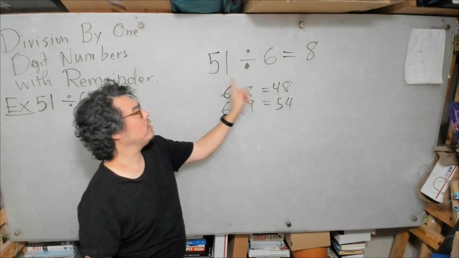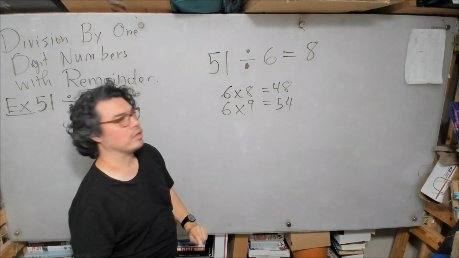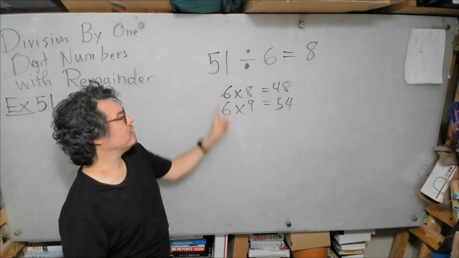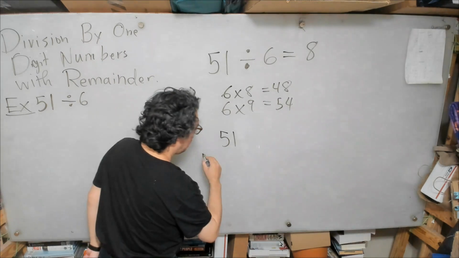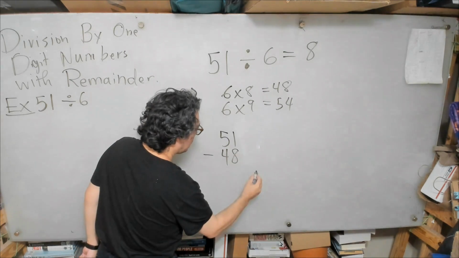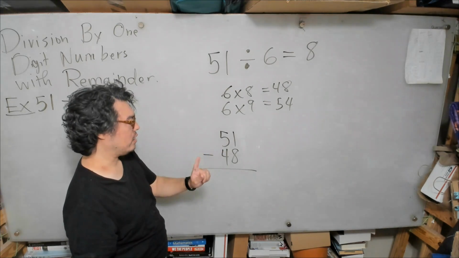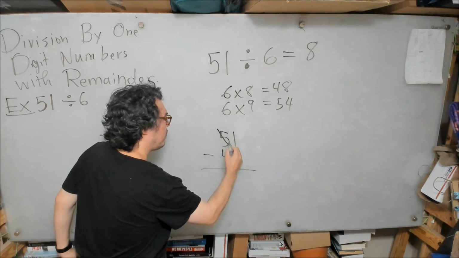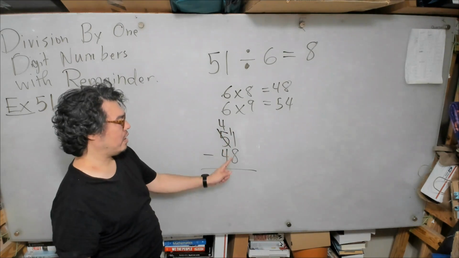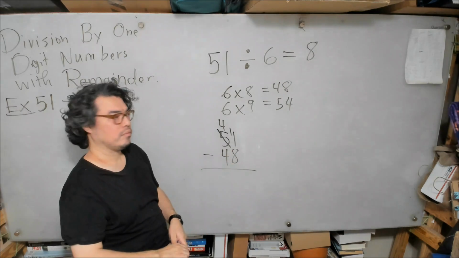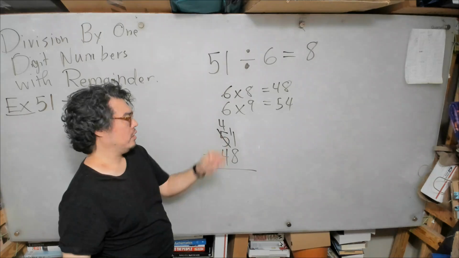But 48 does not equal 51, right? So what do we do? We subtract from the 51 the 48. So 51 minus 48 gives us what? Okay, can I take away 8 from 1? No, I can't. So what I do is I borrow from the 5. That becomes 4. That becomes an 11. Can I take away 8 from 11? Yes. Right? 8, 9, 10, 11. It's 3.